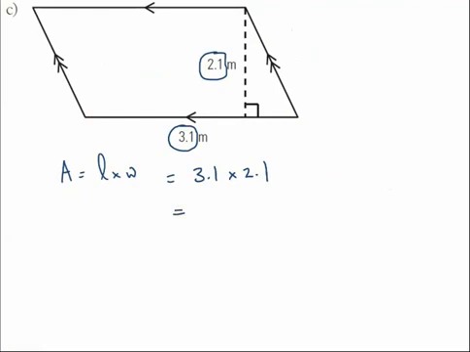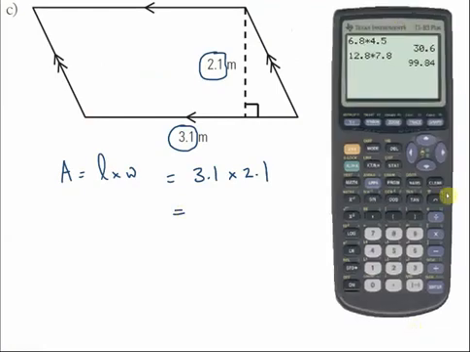I'll just throw that in the calculator here. I'll clear off the screen so it's less jumbled. 2.1 times 3.1 equals 6.51. So we're going to use the decimal precision that we have, 6.51. Again, we check our units. We have a meter times a meter, giving us a unit squared. So 6.51 meters squared.